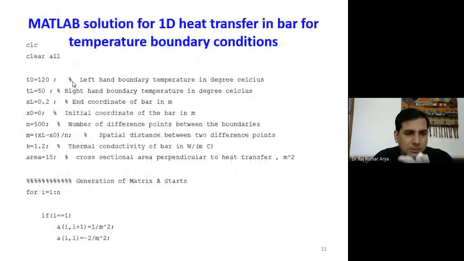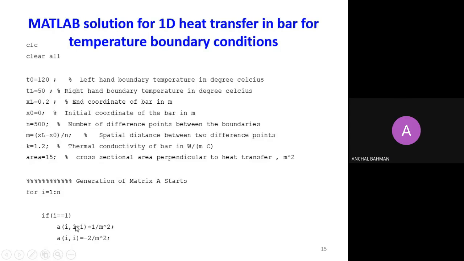So this is here. I started from here. You have the boundary condition, then both boundaries, the length of the bar, and the initial coordinate x naught, which I have put here. Then we have calculated m, the difference points. For the thermal conductivity and area, you have this command just to generate your main diagonal elements. Excuse me, sir, regarding the spatial difference, shouldn't there be n plus 1 as the difference points are n?